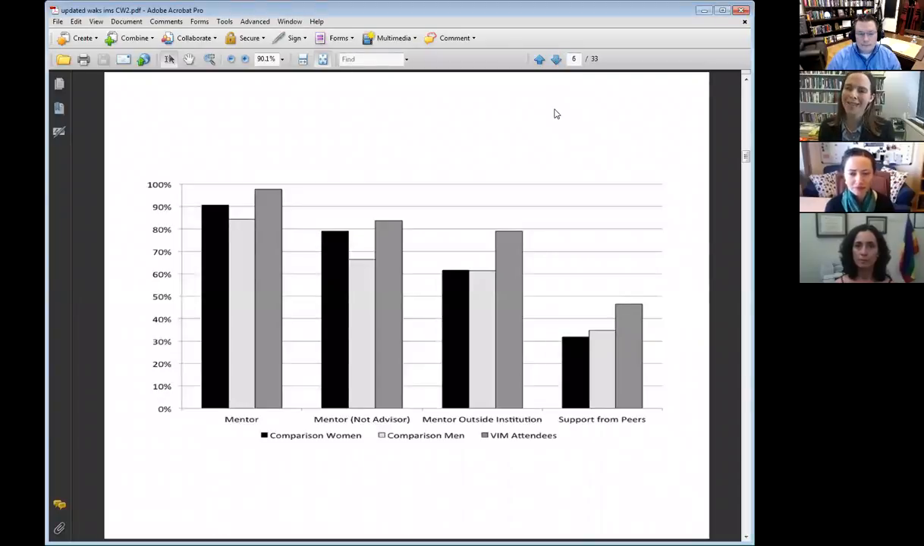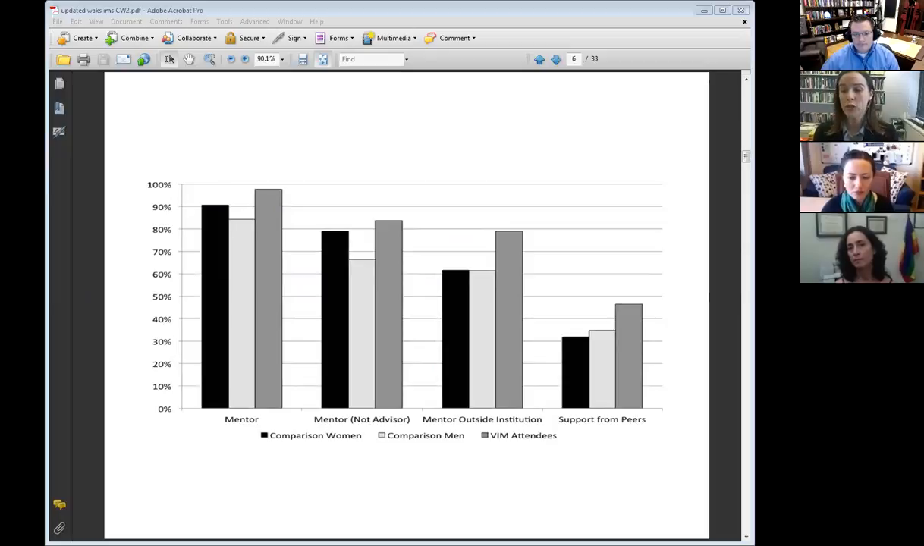When we ask people who took our survey a variety of questions, do you have someone you consider a mentor? Do you have someone beyond your advisor that you consider a mentor? Do you have someone outside your institution that you consider a mentor? What you see with that dark gray shaded bar is that VIM attendees reply at higher rates that they have these experiences, these mentorship opportunities and relationships across all those questions.